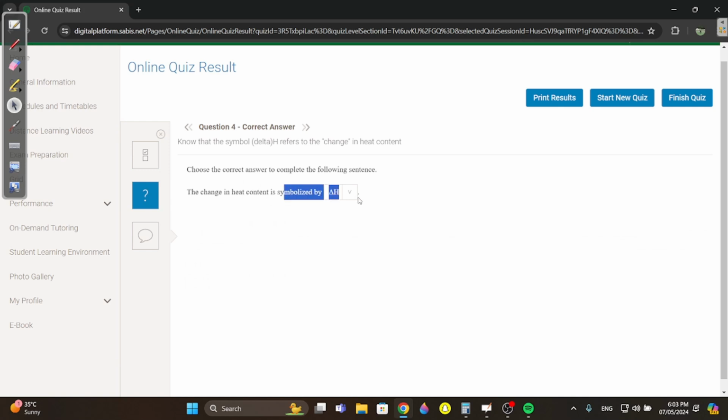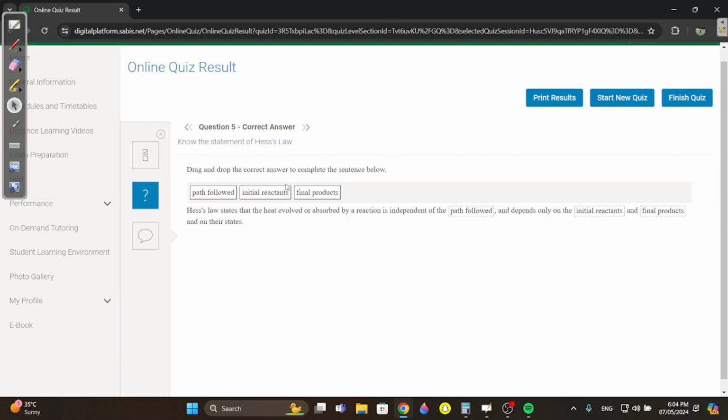The change in heat is delta H. Delta means change, and H means heat. So change in heat. That's what delta H means. This one you memorize it, but Hess's law states that the heat evolved or absorbed by a reaction is independent of the path followed and depends only on the initial and final products.